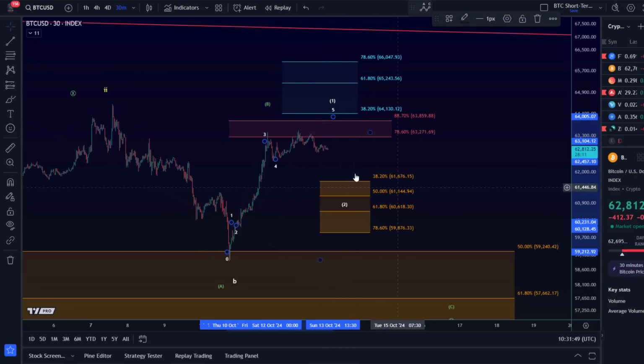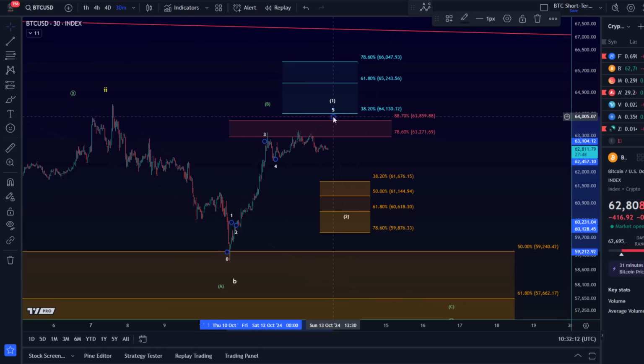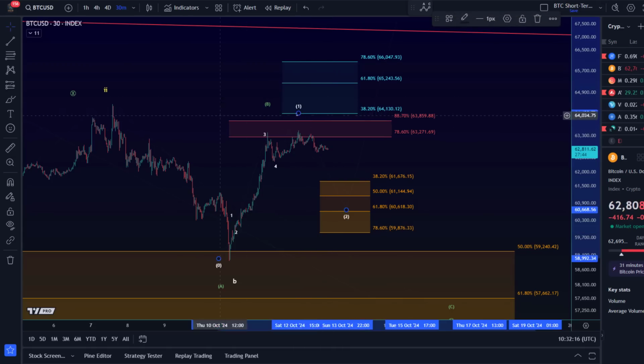This is a support area I'm watching, a micro support area between 59,876 and 61,676. I would pay attention to it, with additional levels at 61,144 and 60,618. And it looks to me as if one more dip would be a 5-wave move down. That would be a first indication we're actually starting that wave 2. I want to leave it open, has the 5th wave topped or not? It's too early to say.